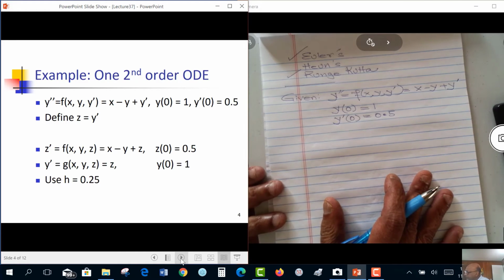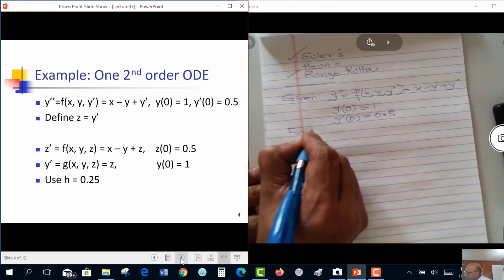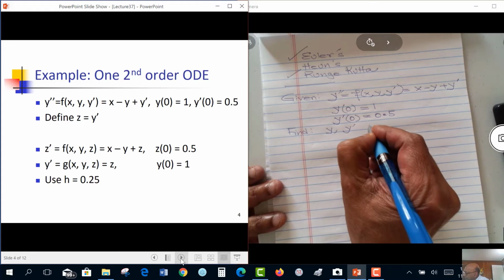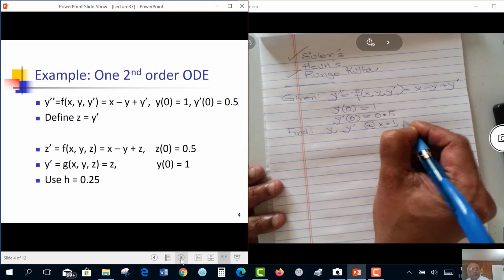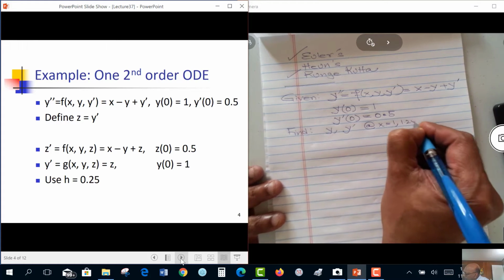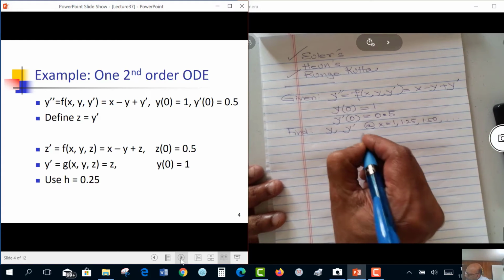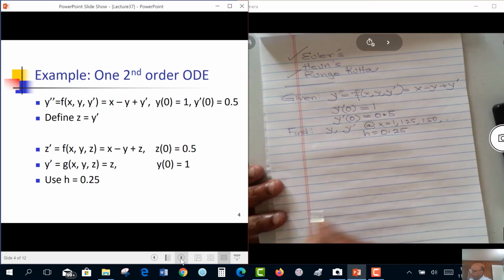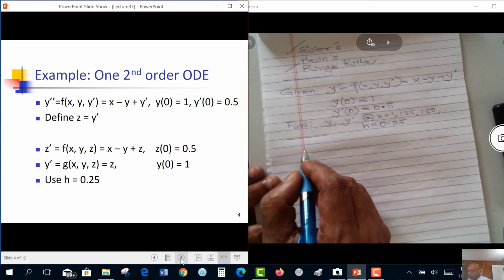Okay. And we want to find, of course, y and y prime at different x, 1, 1.25. So let's say we'll do steps of 0.25. So we want to use h equal to 0.25. All right. So we are going to use Euler's method.